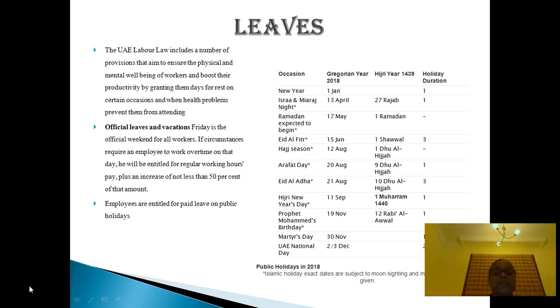Official leaves and vacation. Friday is the official weekend for all workers. If circumstances require an employee to work overtime on that day, he will be entitled for regular working hours, pay, plus an increase of not less than 50% of that amount. Employees are entitled for paid leave on public holidays. Listed here are the public holidays for UAE from January until December. This is as per UAE labor law.